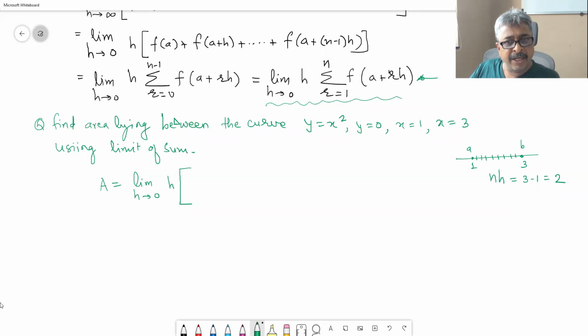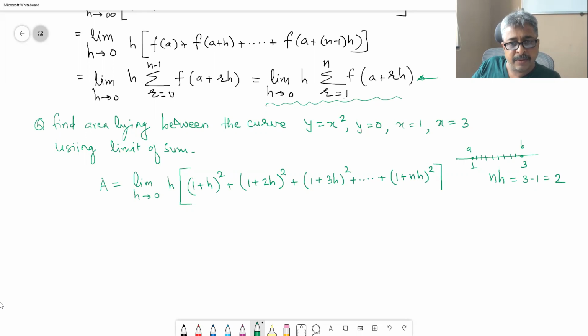The fact that I already have with me. So a is equal to 1. So f of 1 plus 1h, 1 plus h, and my f of x is x square, plus 1 plus 2h bracket square plus 1 plus 3h bracket square plus dot dot dot. The last one is 1 plus nh bracket square. Okay. So now the area under the curve part is over.